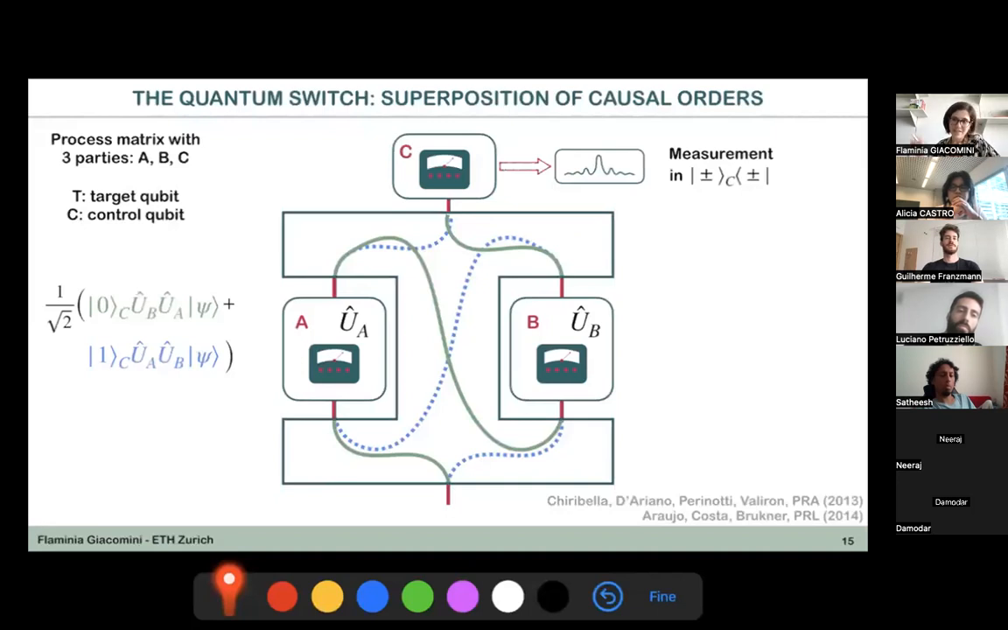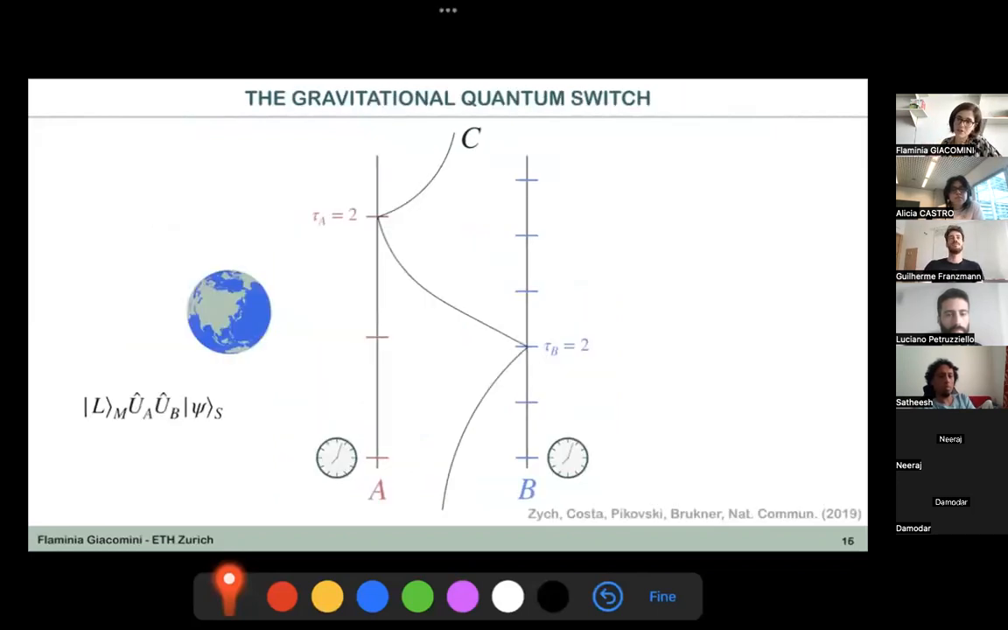Then I told you about this because this is just an interferometer. So it's something that can be realized in the lab, has been realized in the lab in many different experiments by now. But I want to tell you about the gravitational version of the quantum switch. How is this realized? So we have always A and B, and then C is some faraway observer.